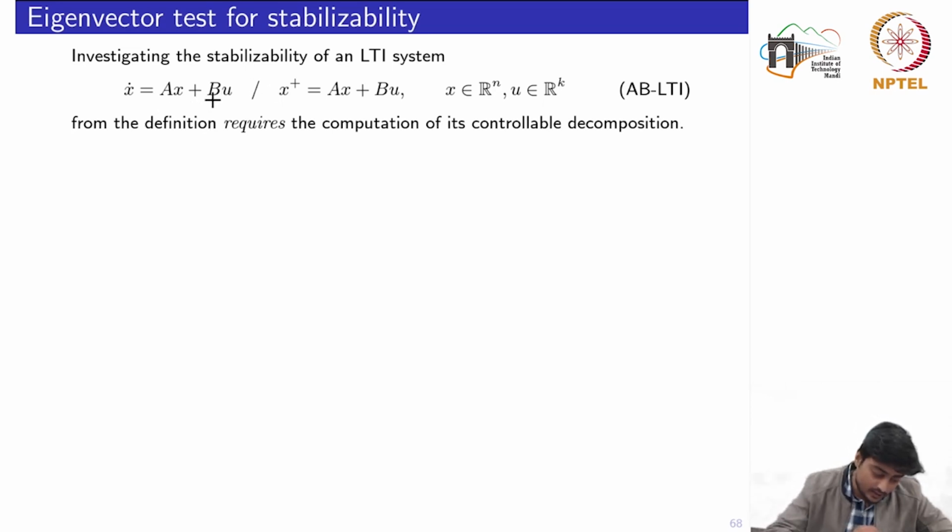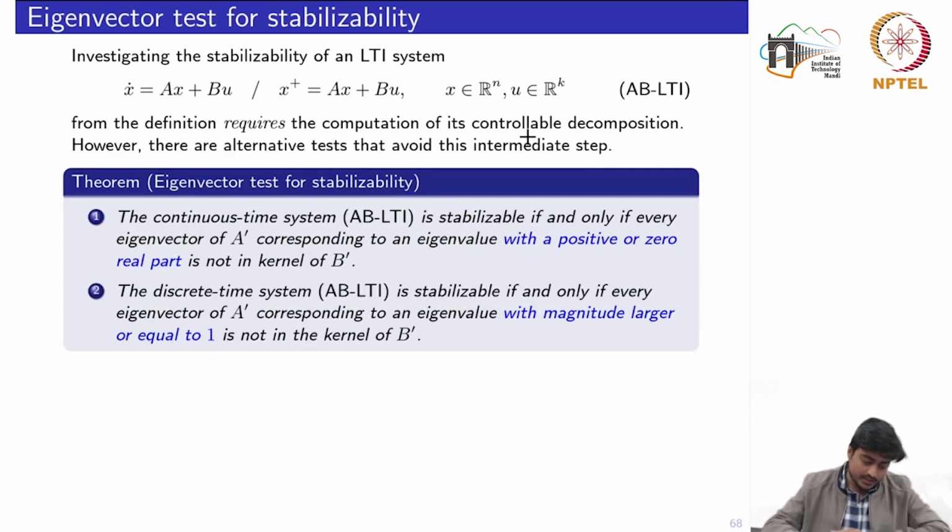So let's say we want to investigate the stabilizability of the LTI systems, either continuous or discrete, from the definition which does not require the computation of the decomposition matrices. Okay, so the first one is the eigenvector test. This result says that the continuous time system, or the pair (A, B) of the LTI system, is stabilizable if and only if every eigenvector of A transpose corresponding to an eigenvalue with a positive or zero real part is not in the kernel of B transpose.